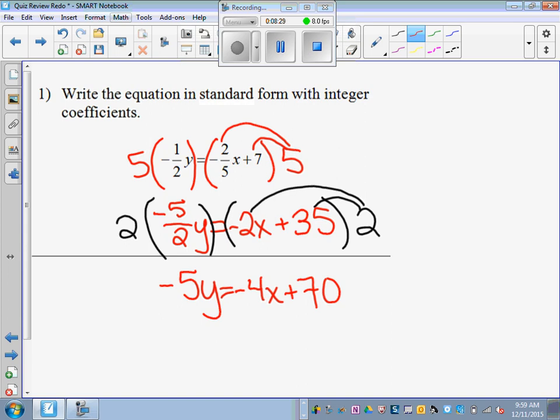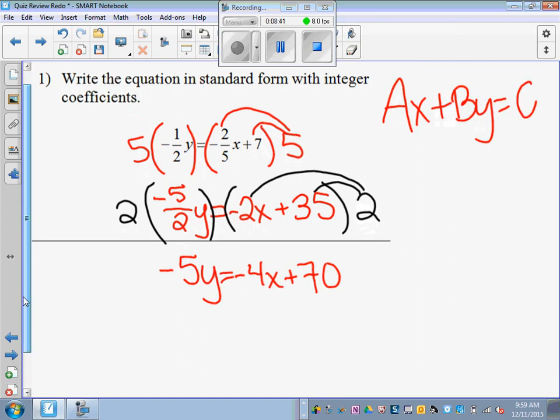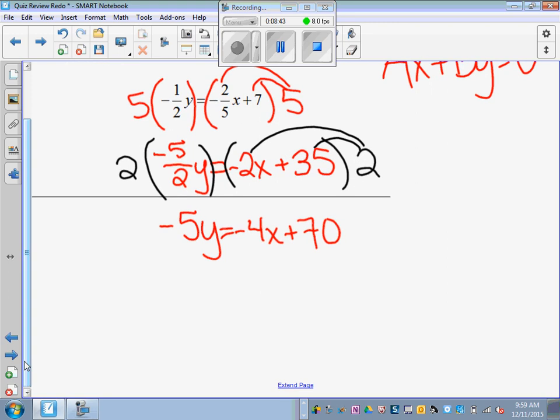We need to move that x around, right? X needs to be on the left side. Again, it's ax plus by equals c. So what do you think we'll do to get that x over? Add it over. We're subtracting the negative, which is adding. So it's currently minus, so we want to do plus 4x.